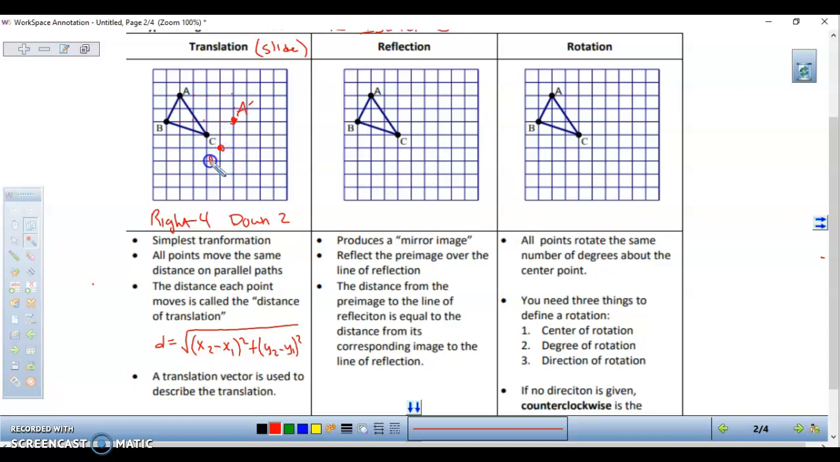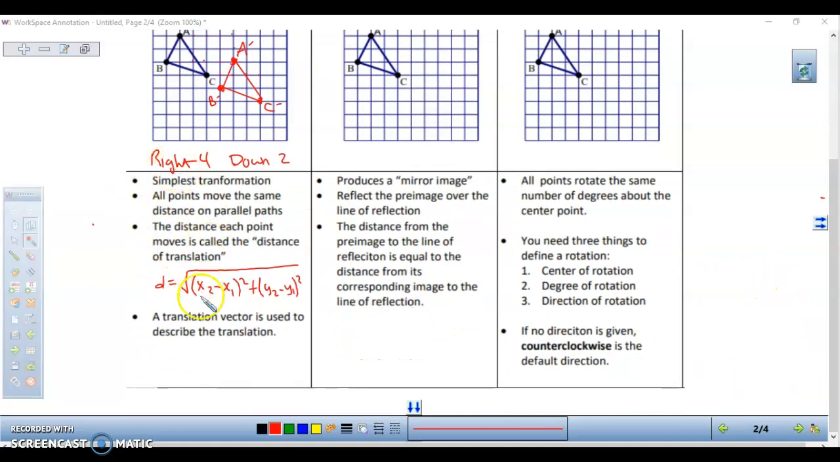So this would be B prime. And C is going to go right 1, 2, 3, 4, and down 2. So this would be C prime. Now, if I moved all these the same distance and length, then the resulting image is going to be a triangle that was congruent to the original. So all I did was translate triangle ABC to triangle A prime, B prime, C prime by following this rule of going right 4 and down 2.